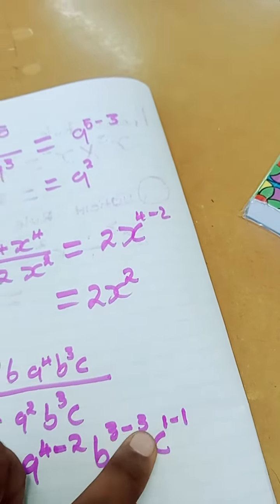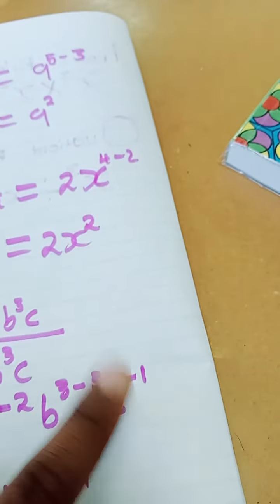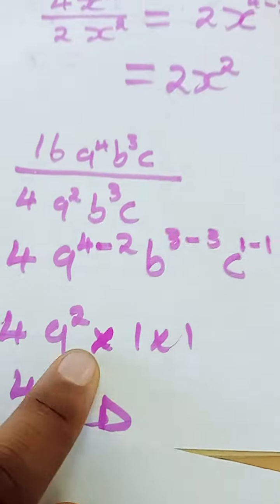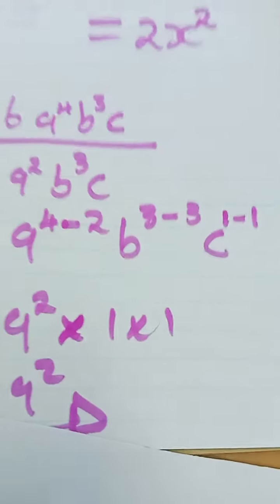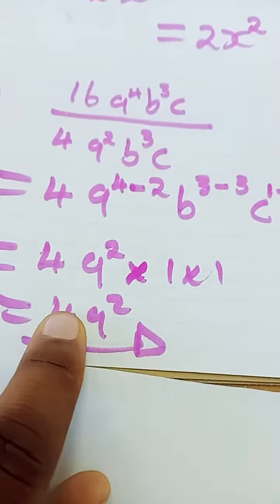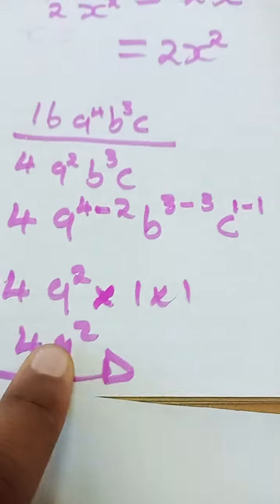We still have 4. 4 minus 2 is 2, so we have 4a squared, and then 3 minus 3 will give us a 0, and then any number or any expression to the power of 0 is equal to 1. That is the 0 exponent rule. Then here 1 minus 1 will give us an exponent of 0, that is equal to 1. So we have 4a squared times 1 times 1. Any number multiplied by 1 remains the same, so that means our answer is 4a squared.